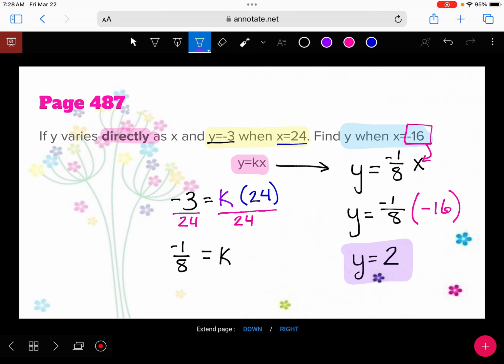And that's my answer. So there's a lot of weird in-betweeny steps. We will always tell you how it varies in these kinds of problems, and we'll give you enough information to figure out k so that we can find another value.